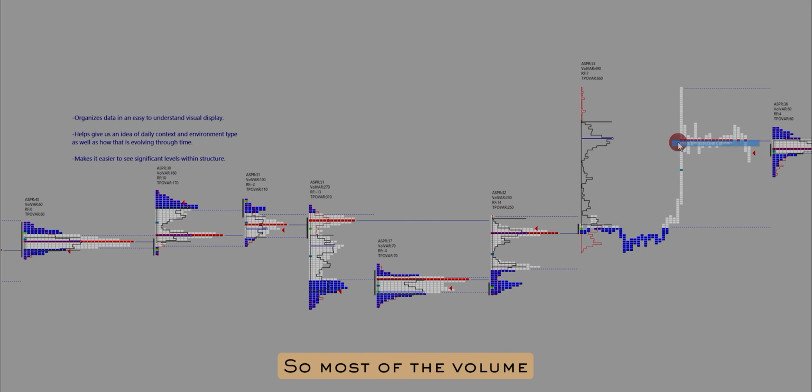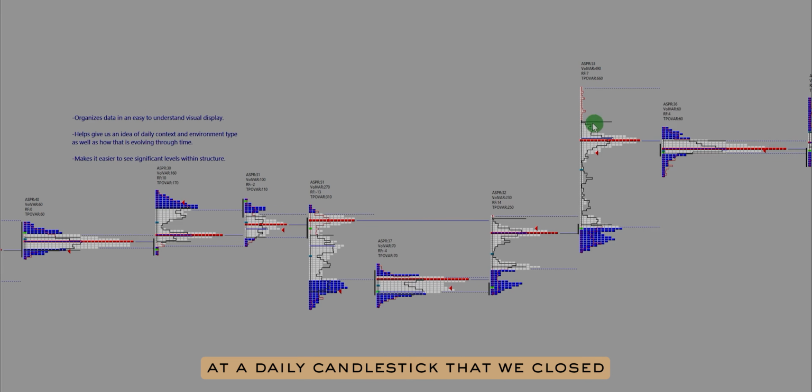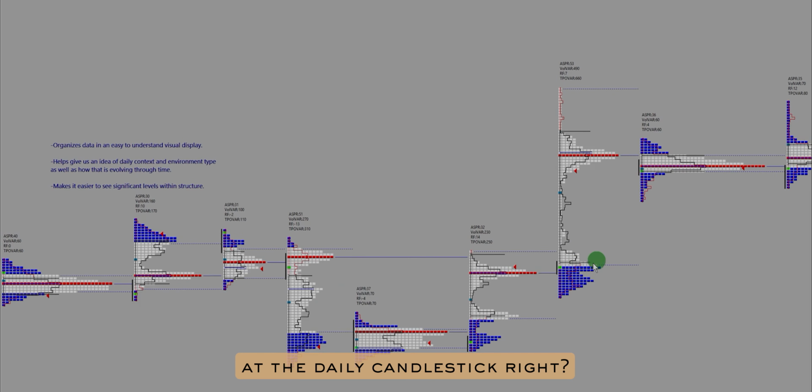Okay, so most of the volume, most of the time in this daily session was spent above this candle close. So you wouldn't know if you were just looking at a daily candlestick that we closed below where most of this participation and presence occurred, right? So this candle is an imbalanced candle. You might not necessarily know that by just looking at the daily candlestick, right?